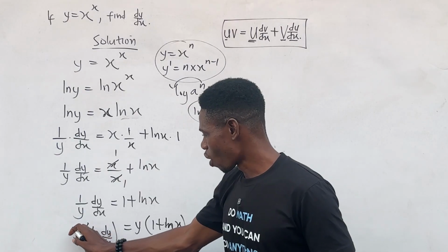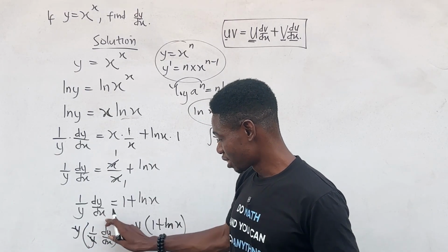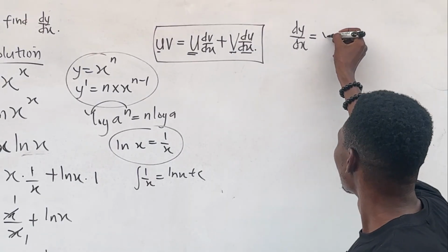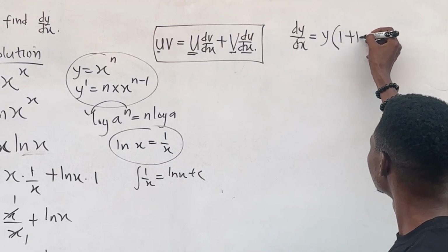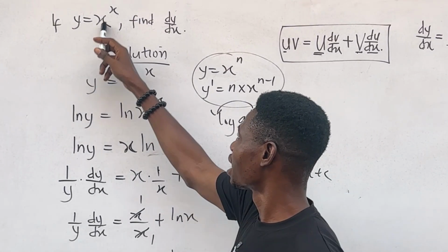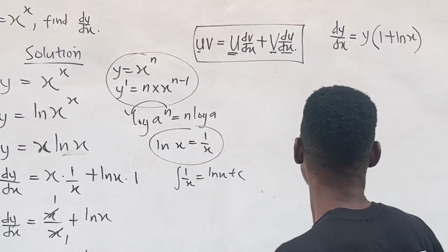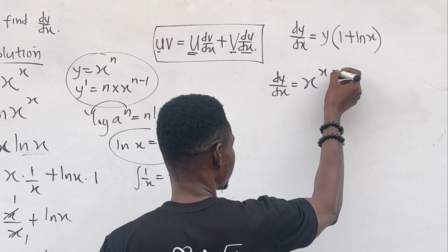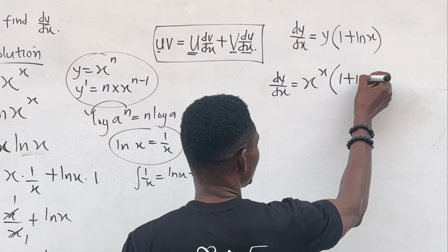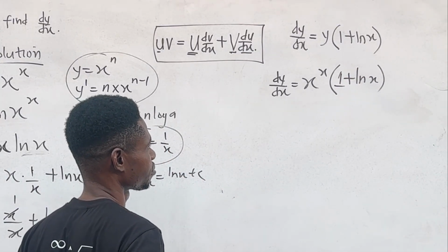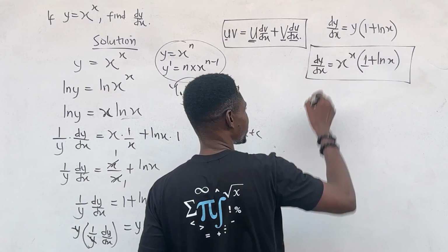From here, watch, we cancel this y so that we have dy/dx left. So dy/dx is equal to y multiplied by 1 plus ln x. Okay, so that's what we have. But remember that from the original question, our y is x raised to the power x, right? So we're justified to say that dy/dx is equal to y, which is x raised to the power x, times 1 plus ln x. And that's our answer.